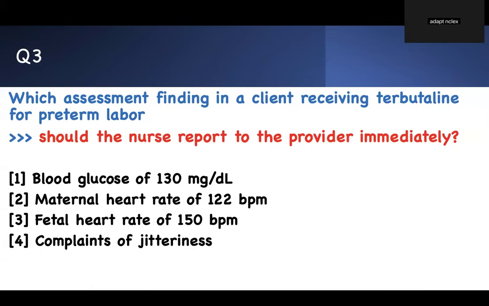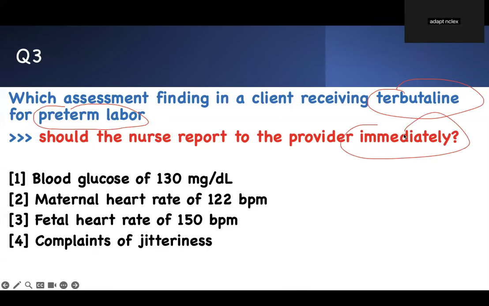Should the nurse report to the provider immediately? Which assessment finding in a client receiving terbutaline for preterm labor should the nurse report to the provider immediately? Step back, go with the content like I told you. Content is what? Terbutaline. You know what kind of medication it is, and I've given you preterm labor. Which of these findings should you worry about? So if I give you terbutaline for preterm labor, which of this should you worry about?